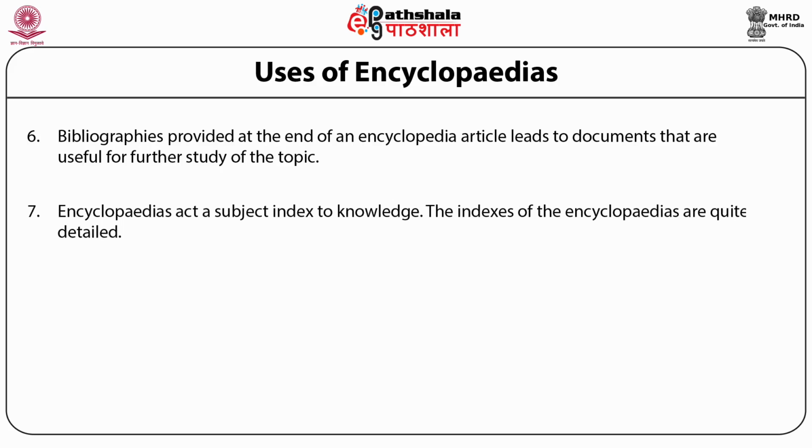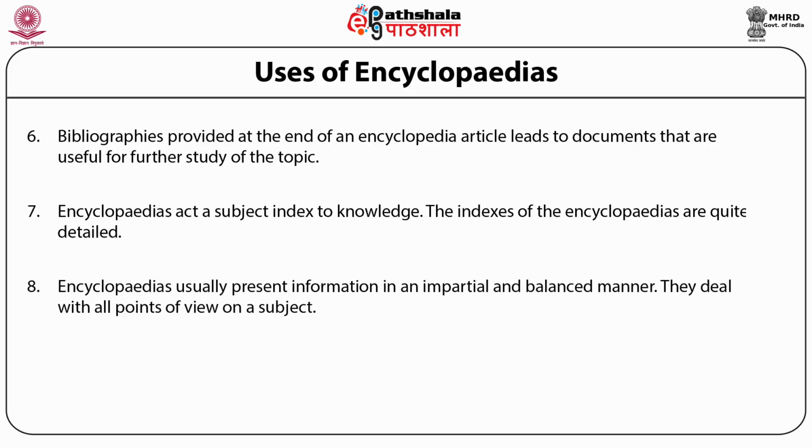Encyclopedias act as a subject index to knowledge. The indexes of the encyclopedias are quite detailed. Encyclopedias usually present information in an impartial and balanced manner. They deal with all points of view on a subject. The monographs, on the other hand, are considered to discuss the point of view of their author in greater detail. So, therefore, encyclopedias present information in a very balanced manner.